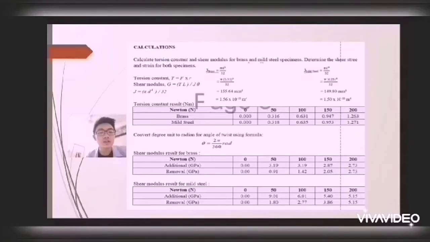Before we include the angle in the calculation, we convert the degree unit to radian for the angle of twist using the formula 2 pi divided by 360 radian. From the shear modulus result for brass and mild steel, we observe that during addition of load, the value of shear modulus is the highest when the load is 50 Newton, and it gradually decreases while the load increases. But for the removal of load, the value of the shear modulus decreases while the load is decreased.